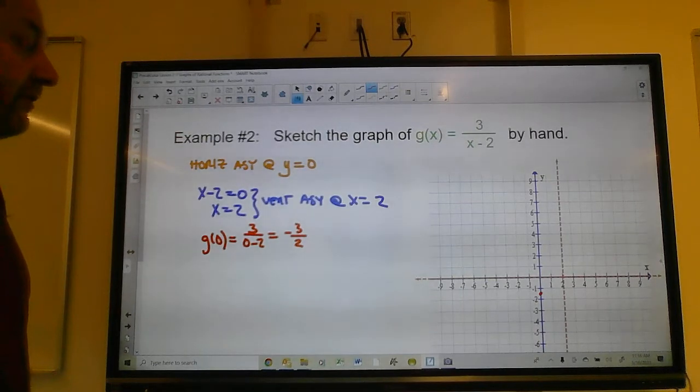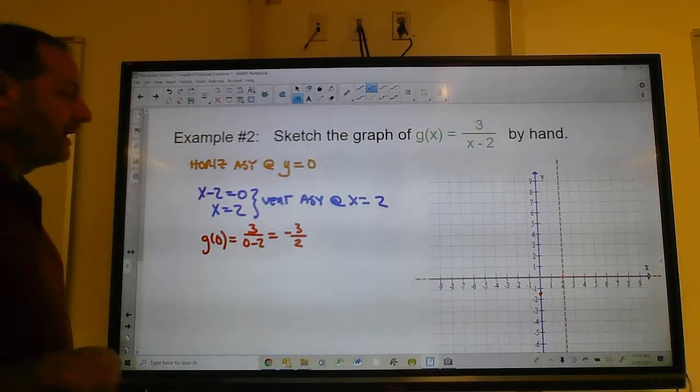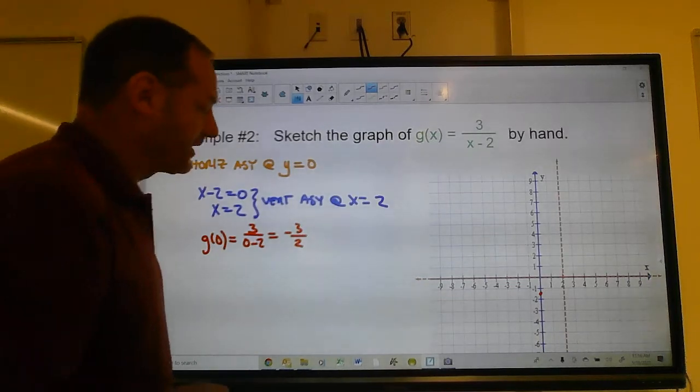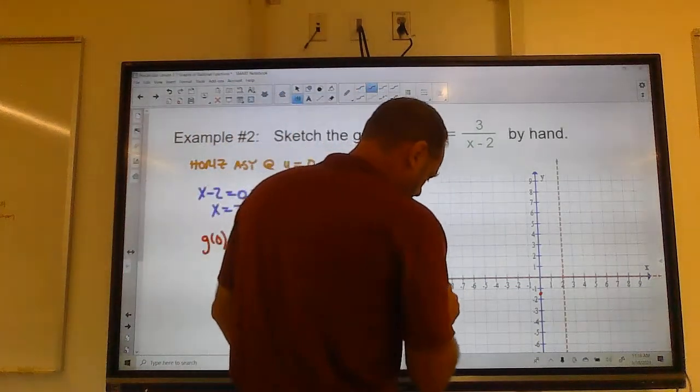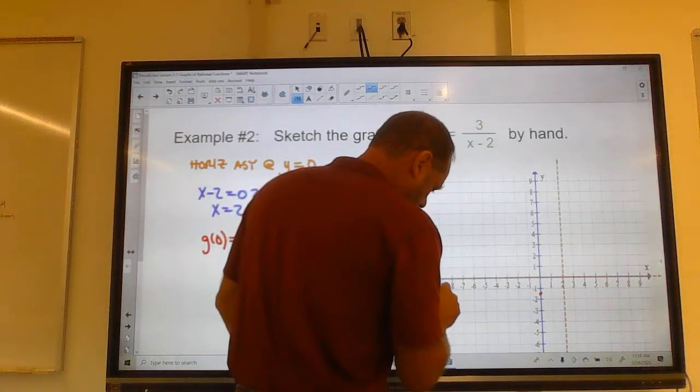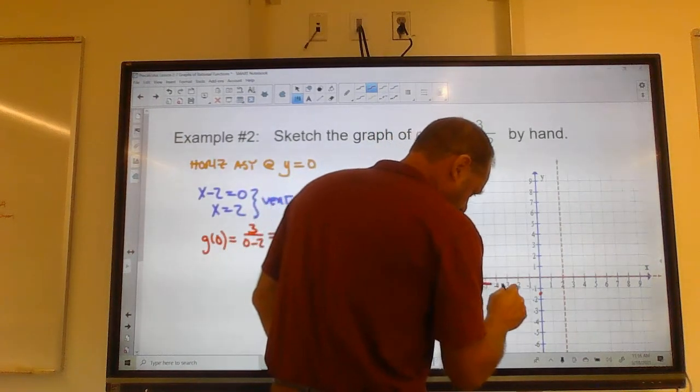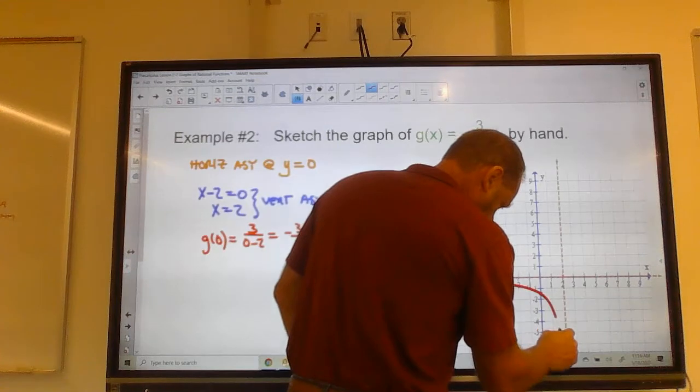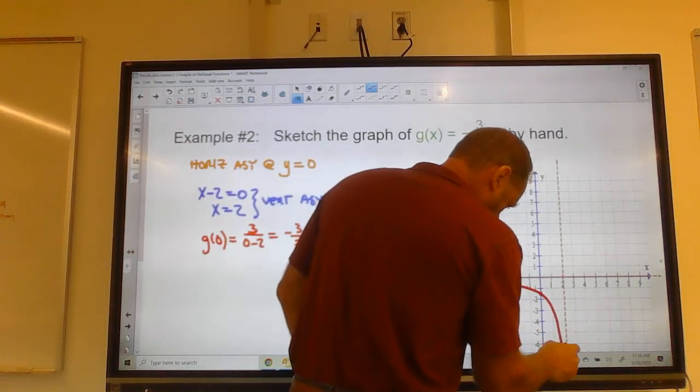Now, I can really tell what this thing's going to look like. I could sketch it very quickly right now. I know it's going to look like this. It's going to want to approach this here. It's going to go like this, go through here, and then turn and go to the asymptote right there.